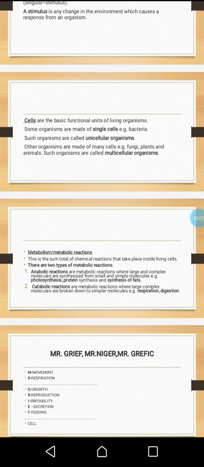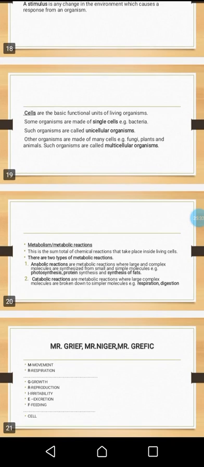We go to Mr. Nigger. Mr. is the same for everything. N, nutrition, which is the same as feeding. G, growth. R, reproduction. Then E, excretion. We go to Mr. Graphic. Mr. is the same for everything. G, growth, R, reproduction, then E, excretion, F, feeding, I, irritability, C, additional, cells. So this is how you remember.